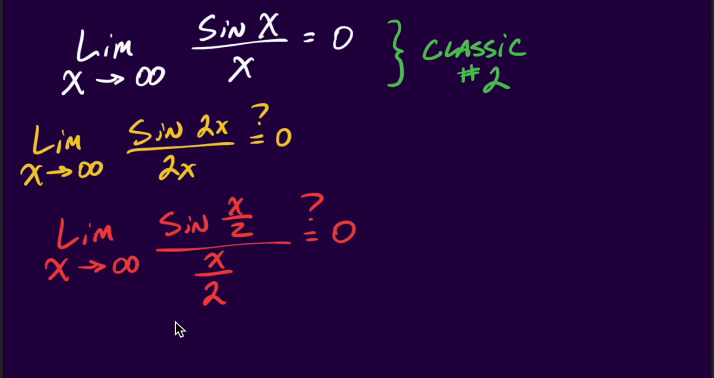Folks, we are also going to investigate this second classic limit shown here in white, that the limit as x approaches infinity of the sine of x divided by x equals 0. And we're going to look at whether that holds true when you have here the sine of 2x divided by 2x. Again, the argument is matching the denominator. Does this limit equal 0? How about here in orange? The argument of the trigonometric function matches the denominator. Can we trust this to be equal to 0?